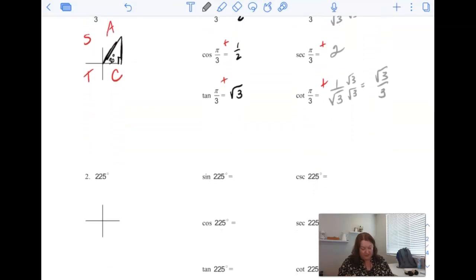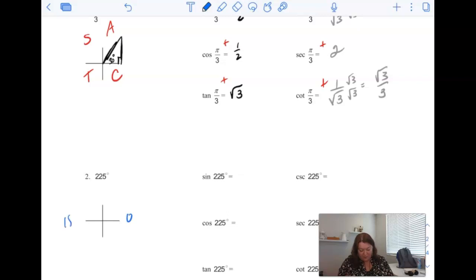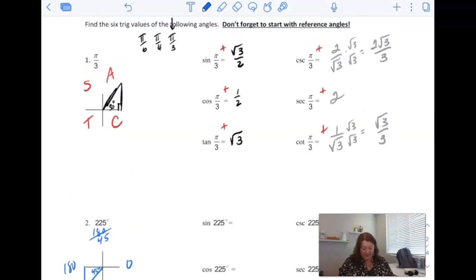On the next one, we have 225. So the first thing is to figure out where we would draw that one. So 225, 0, 180. How far is it from 180? It is 45 away from 180. So that's going to make a 45-degree reference triangle in quadrant 3. And in quadrant 3, we have T is the only thing positive. All students take calculus. Then I can go back to my table and remember that this is the sine version, right? So we're looking at sine for 45.